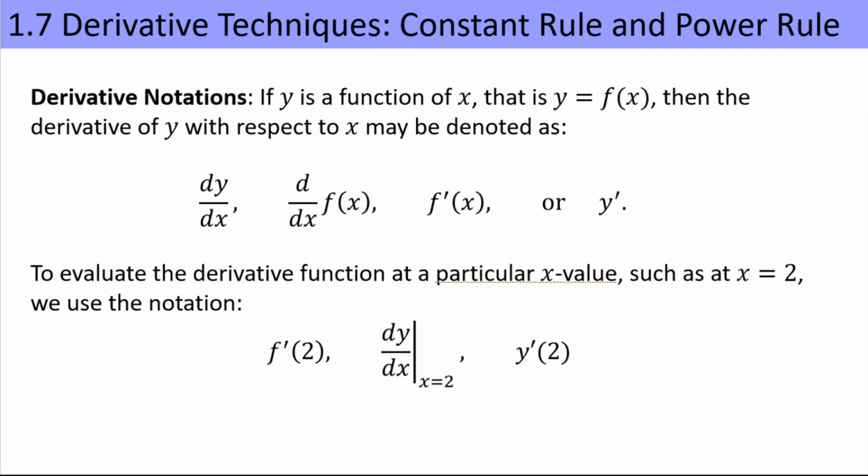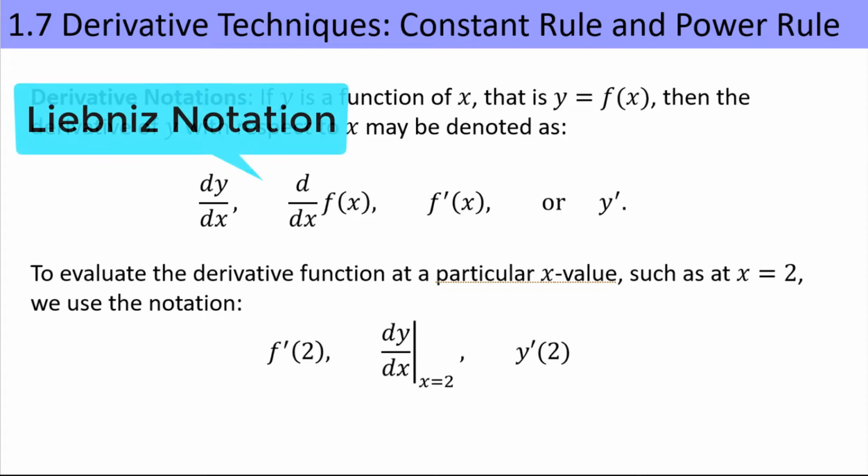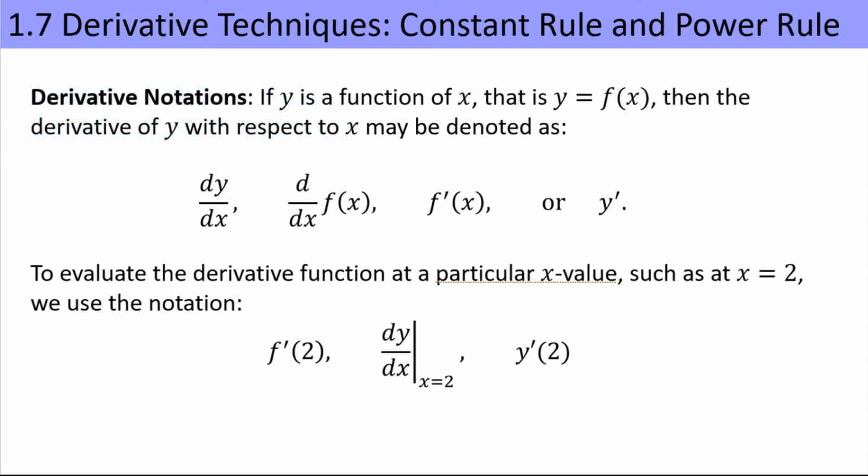Derivative notations. If y is a function of x, that is, y equals f of x, then the derivative of y with respect to x may be denoted as dy over dx or d dx f of x. These two are commonly called Leibniz notation, or f prime of x. By the way, this has nothing to do with prime numbers. It is just called prime, or y prime.